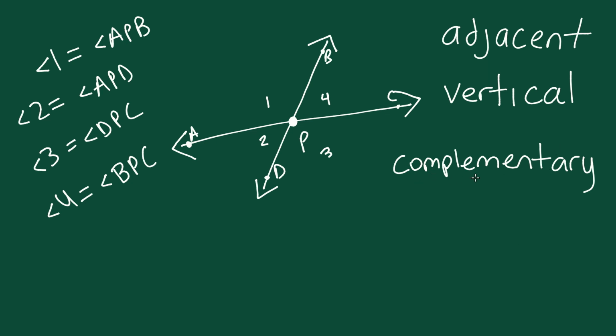Complementary angles add up to 90 degrees. So in this sample figure, we do not have any complementary angles. None of these add up to 90 degrees when we pair them up. However, another word is supplementary.